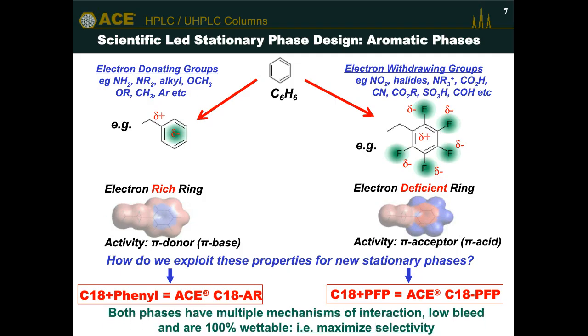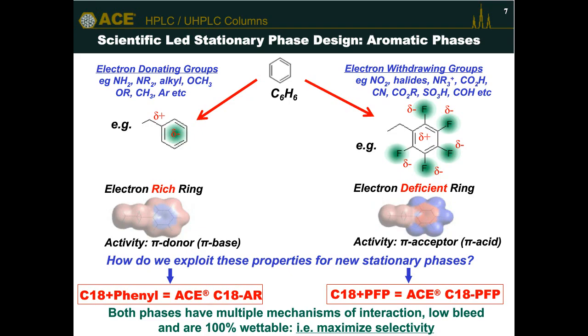These stationary phases have multiple mechanisms of interaction. This helps us to maximize selectivity. Rather than just have hydrophobic interactions, which is the dominant mechanism for a C18 chemistry, we have other types of mechanisms present too. This helps us maximize alpha or selectivity, therefore we maximize the resolution of our compounds.